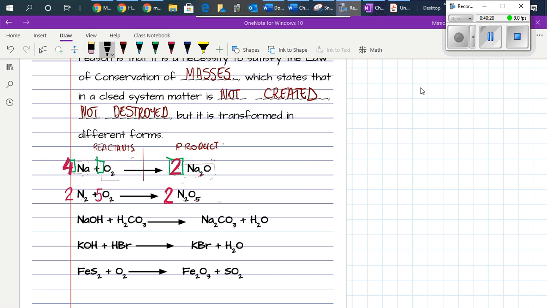The next one is sodium hydroxide reacting with carbonic acid to form sodium carbonate and water. So let's try to balance it. We have the reactant and product side. And see here, hydroxide does not have the same format on the other side, the product side. However, carbonate does.